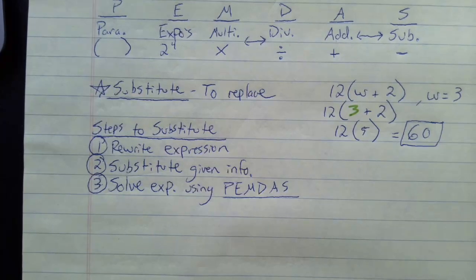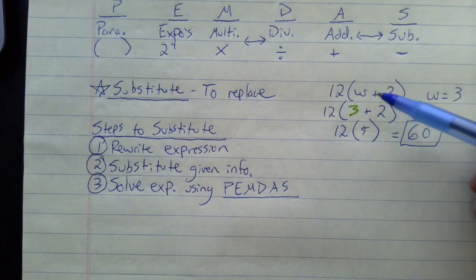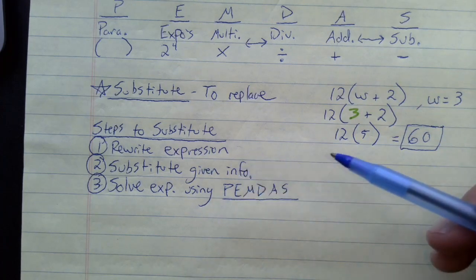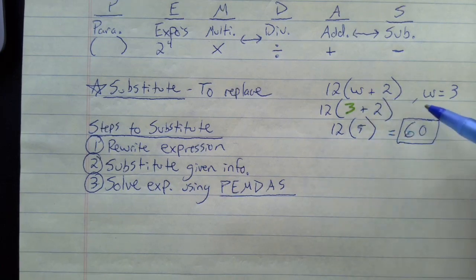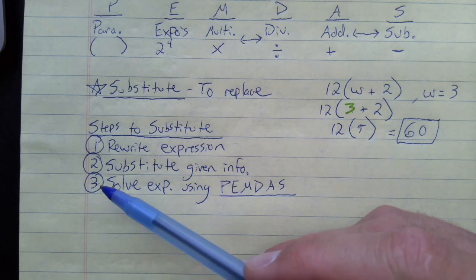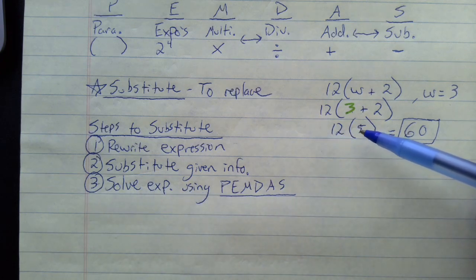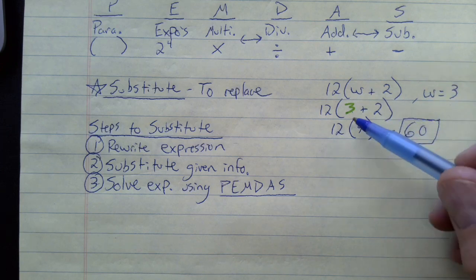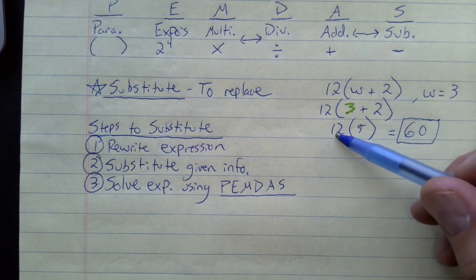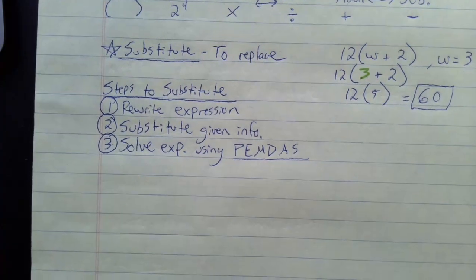Solve the expression using PEMDAS. So step 1 is just to rewrite your expression, just like what you did right here. Step 2 is substitute given information. Here we knew that W equaled 3, so we just plug in 3. And of course, step 3 is solve the expression using PEMDAS: parentheses, exponents, multiplication, division, addition, subtraction. We solved parentheses first, which gave us 5. 12 times 5 gives you 60. That's it. Let's see what this looks like.